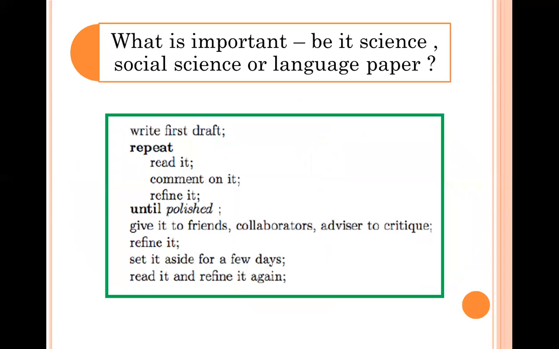So dear friends, whether you are preparing a social science paper or a science paper, that is immaterial. First of all, you have to write the first draft, repeat it, read it, go through it, comment on it, refine it, keep on polishing, make further changes. Then if you feel that you have done some solid work, you give it to your collaborators, advisors, friends, your students, everybody. You ask them to go through it and you collect their comments. If the comments are valid, you incorporate them.